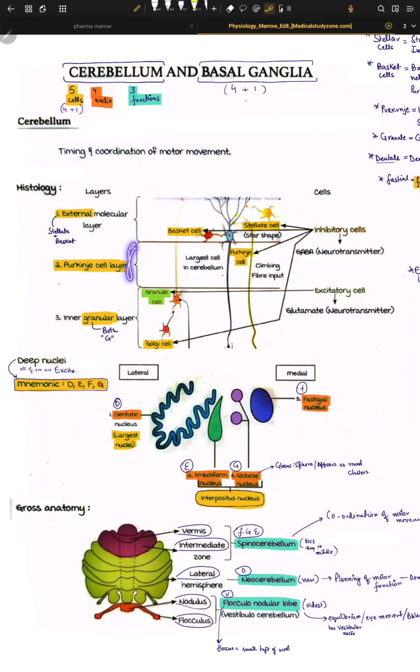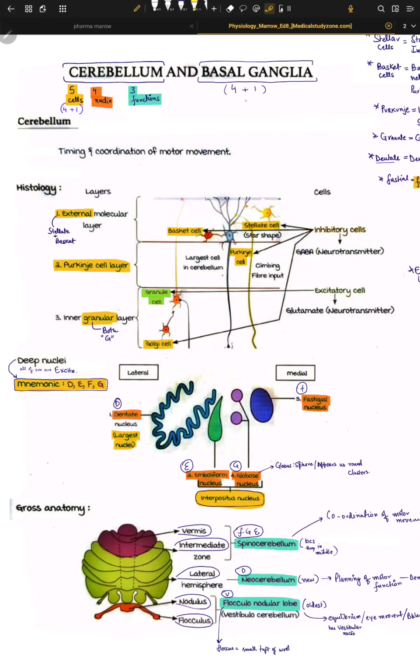The Purkinje layer would have Purkinje cells in it, of course. And the inner granular layer has both G's in it: Golgi and granular. So how it works is that these cells are inhibitory. It means they are inhibiting something. What are they inhibiting? They are inhibiting either granule cells or each other. We'll see about the circuits soon.